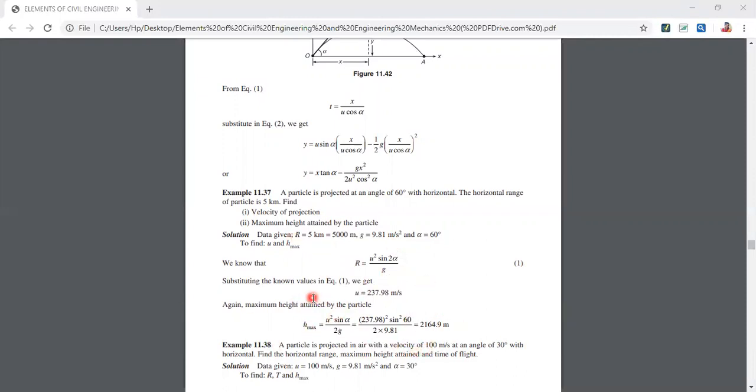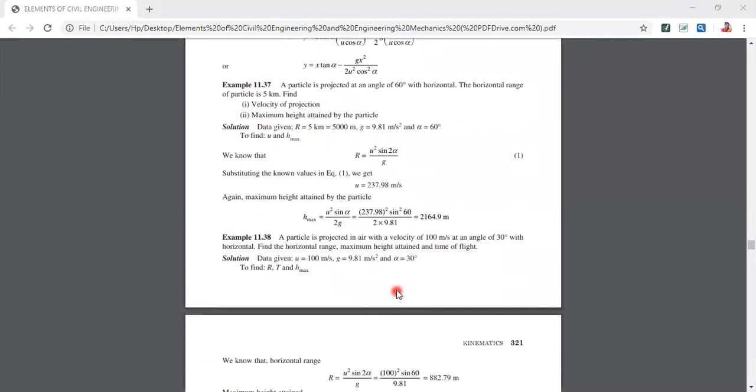So this belongs to a general example, a very simple one, probably a 4 or 5 marks numerical, wherein direct substitution gives you the values. Okay, let us go to the next one.